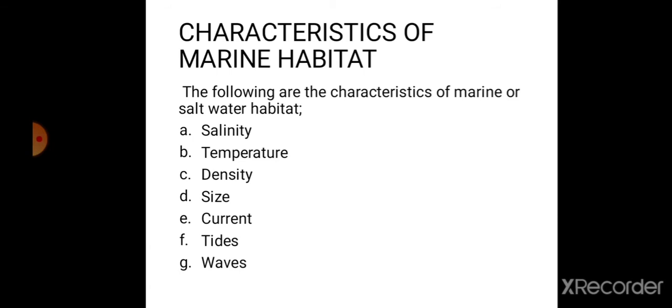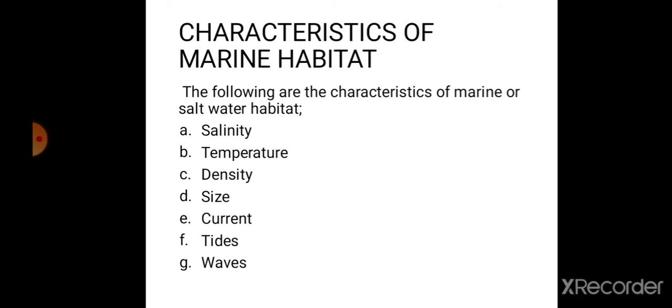We have B, temperature. Temperature is affected by geographical latitude, ocean currents, weather, the discharge of rivers, and by the presence of hydrothermal vents. Temperature is being decided by geographical latitude and also ocean currents, the discharge of rivers, and the presence of hydrothermal vents.